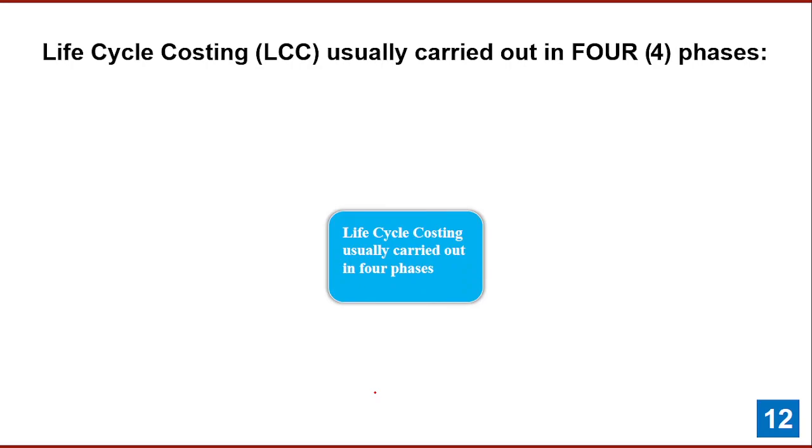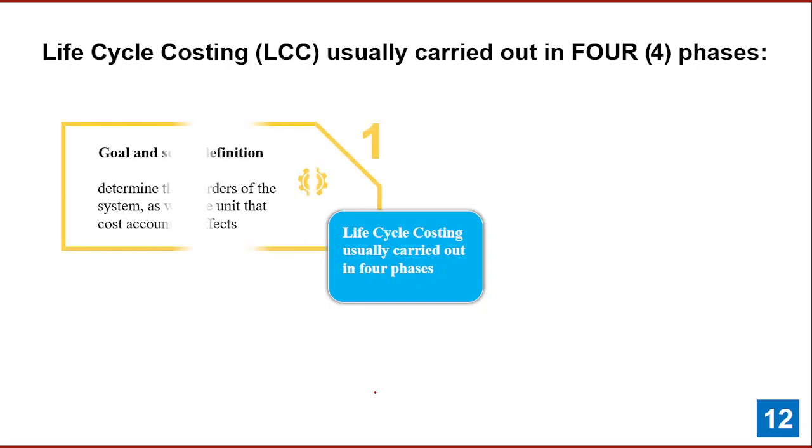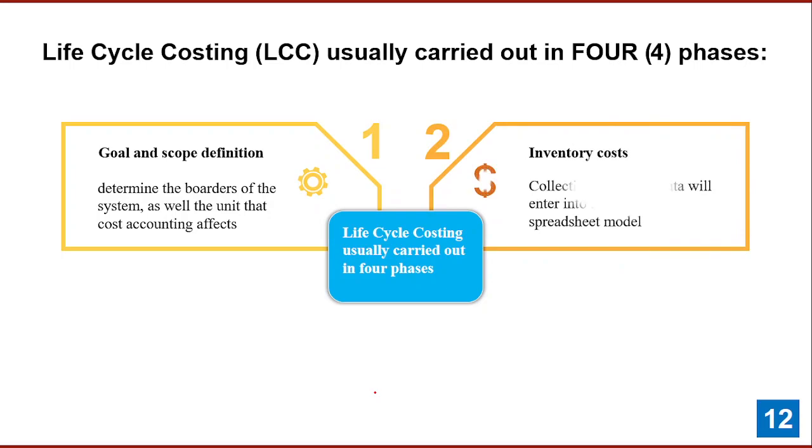Now, life cycle costing is usually carried out in 4 phases, which we mentioned before in the framework of LCA. It's also adopted in LCC. You became aware more about the LCC in the previous lecture. The first phase is goal and scope definition, which will determine the borders of the system as well as the unit that the cost accounting affects. And second, inventory costs.